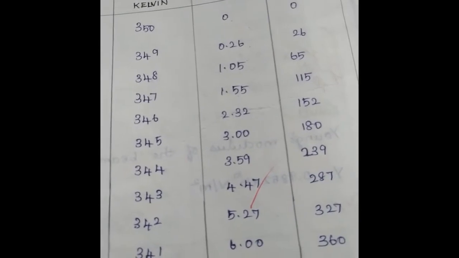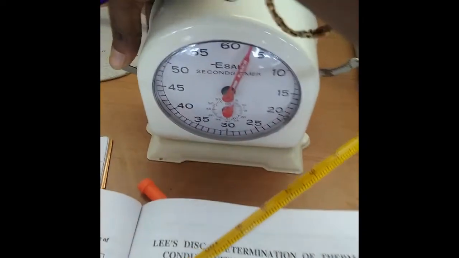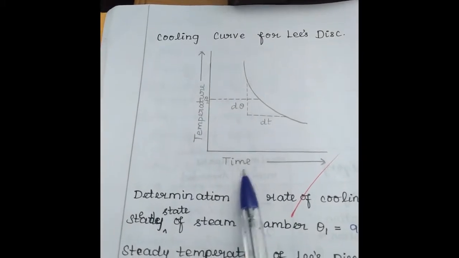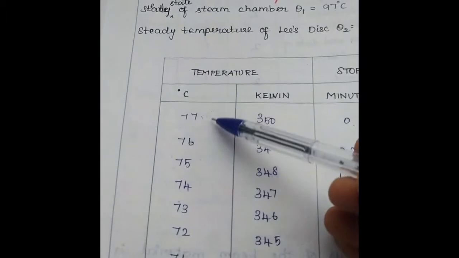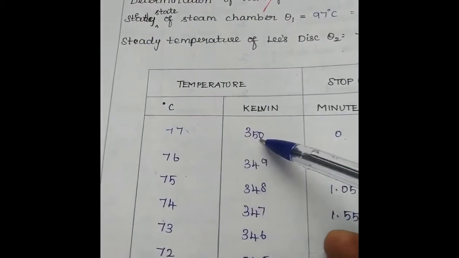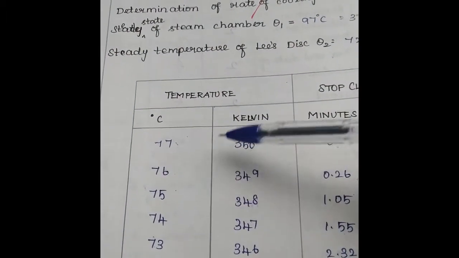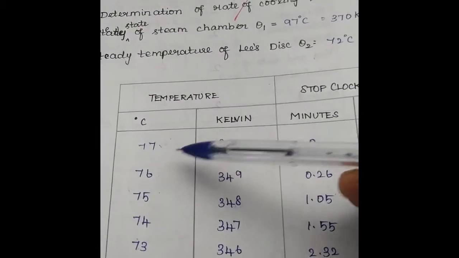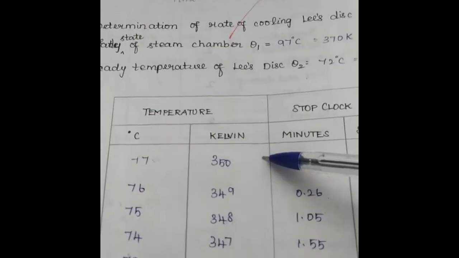After you observe for theta 2 plus 5, you can switch off your stop clock and reset it. And now you need to draw a graph between time on the x-axis and temperature on the y-axis. Remember, we have taken temperature in degrees Celsius, so put another column to convert it to Kelvin. If you add 273 to 77, you will get 350 Kelvin. This is temperature in degrees Celsius, and here it gives temperature in Kelvin.